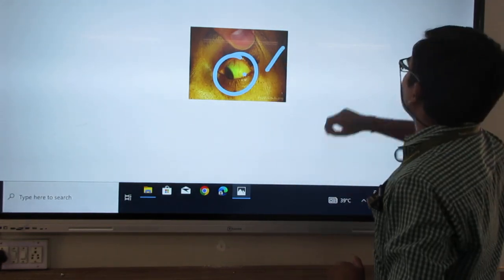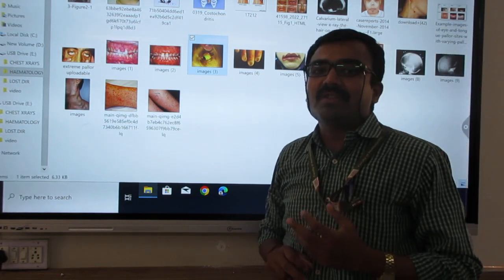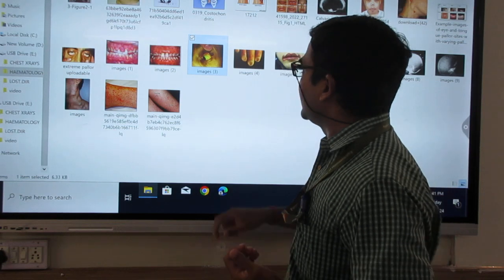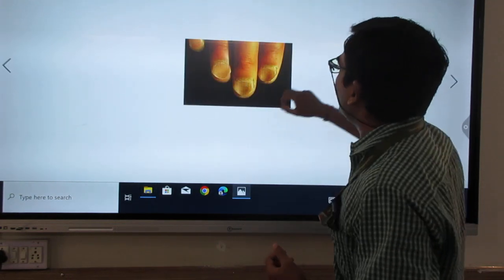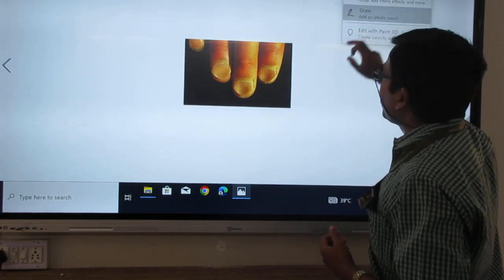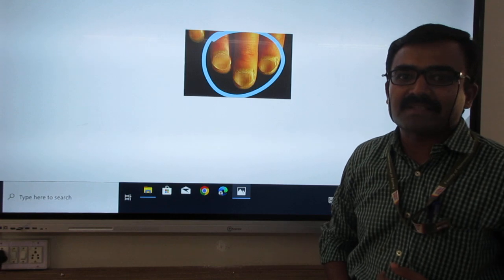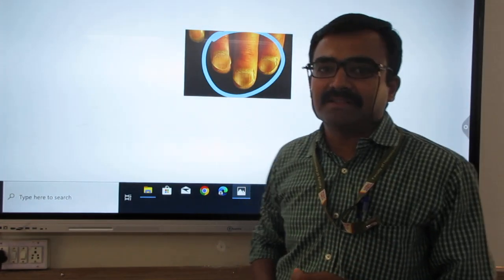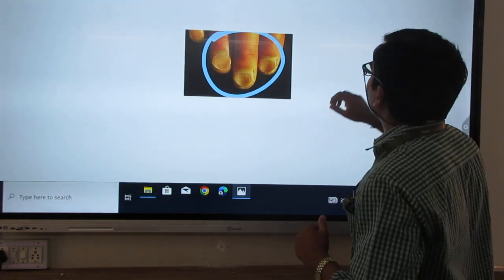This is icterus. Another sign is the sign of anemia, which is iron deficiency anemia. In iron deficiency anemia, look for the spoon shaped deformity of the nails. This is clinically called koilonychia, and if it is present, it indicates iron deficiency.